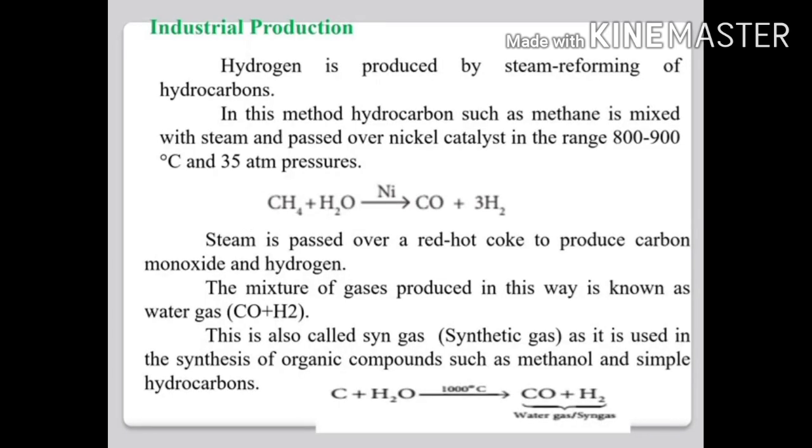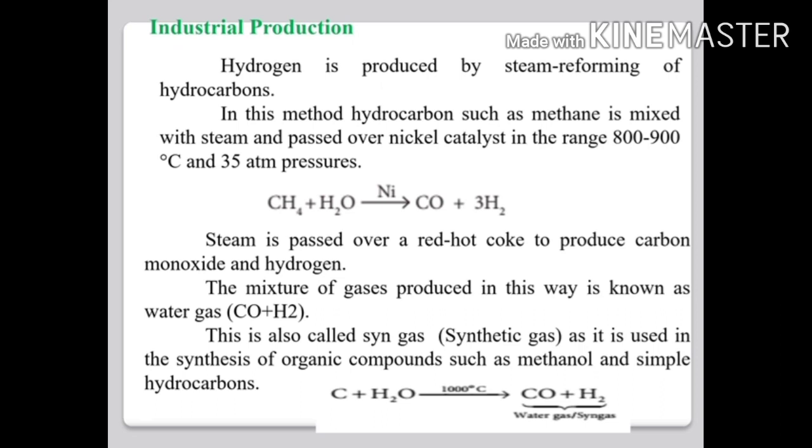The next method is industrial production. Hydrogen is produced by steam reforming of hydrocarbons. In this method, a hydrocarbon such as methane is mixed with steam and passed over a nickel catalyst in the range of 900 to 1000 degrees Celsius and 35 atmospheric pressure. Here nickel acts as a catalyst.